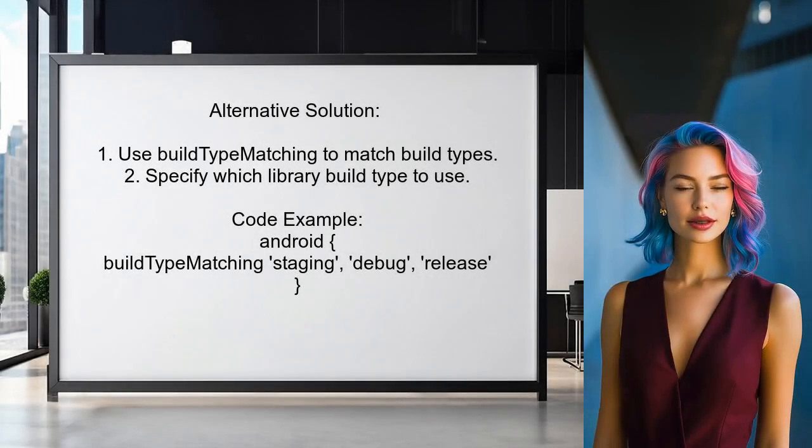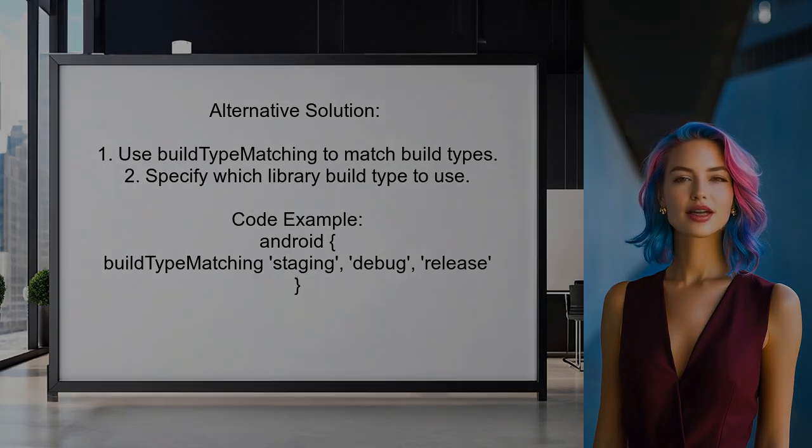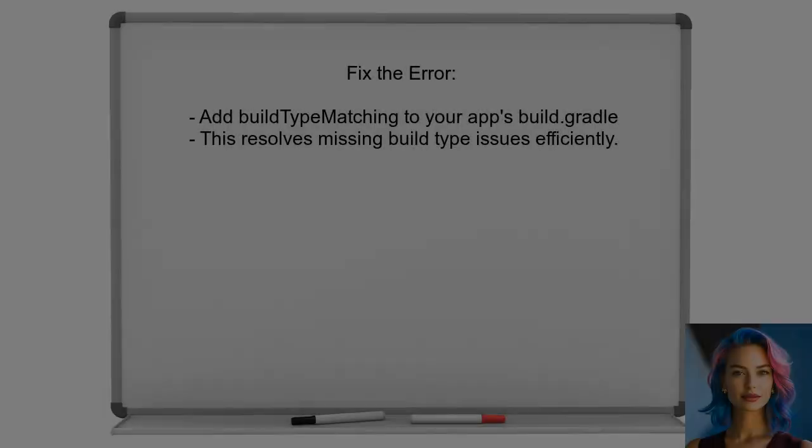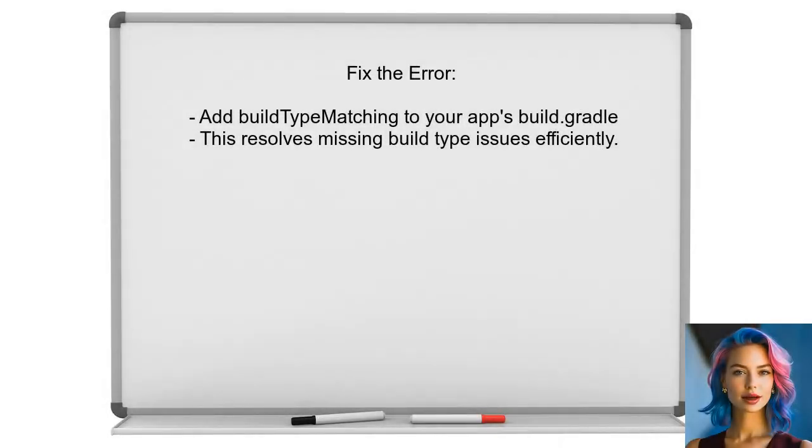One user faced a similar issue and found a helpful migration page. They discovered that if your app module has a build type that your library module does not, you need to manually match them. They suggest using the build type matching property in your app's build.gradle file to resolve this error. By adding the build type matching property, this user was able to fix the error without creating unnecessary build types in their library.